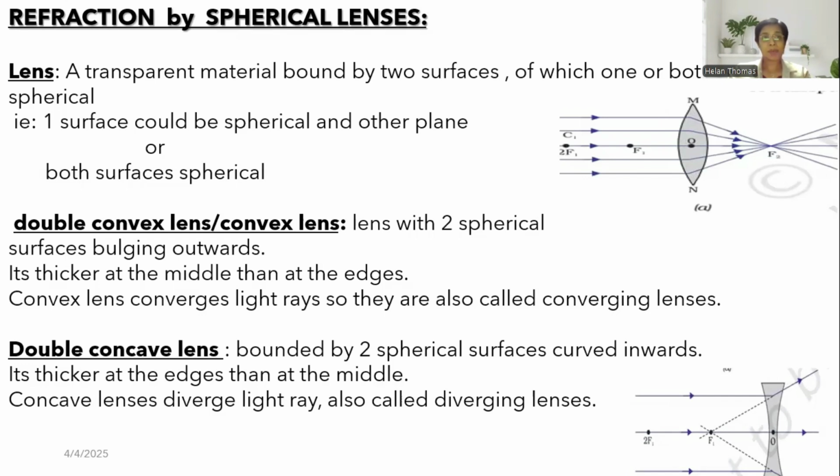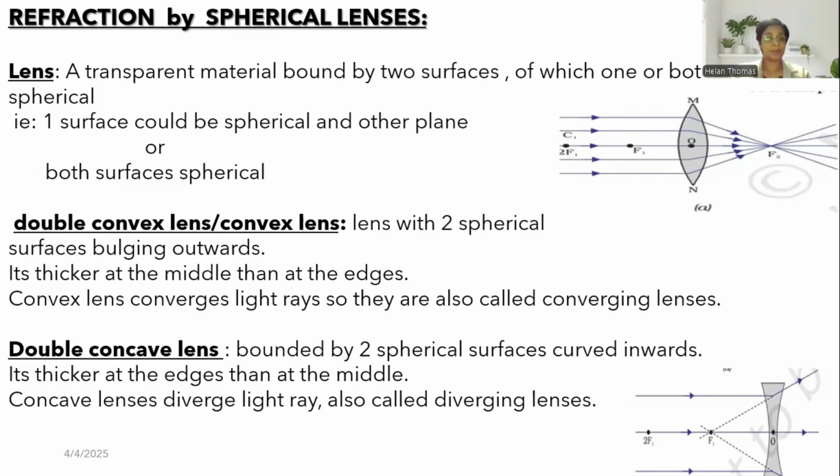In the case of a mirror, you had one surface as a highly polished surface, and it became a reflecting surface because the other surface was polished. But in the case of a lens, it is a transparent material which is bound by two transparent surfaces. One could be a spherical surface and the other a plane, or a lens can have both surfaces spherical, both sides convex, or one side convex and one side concave.